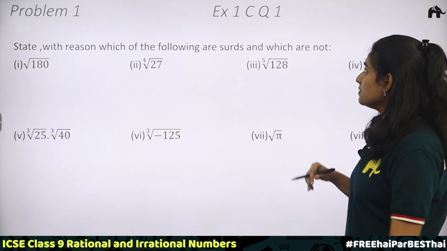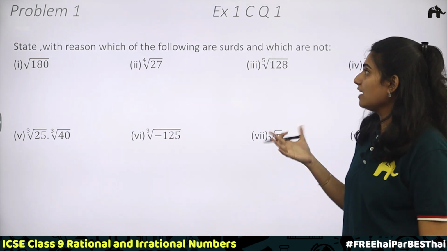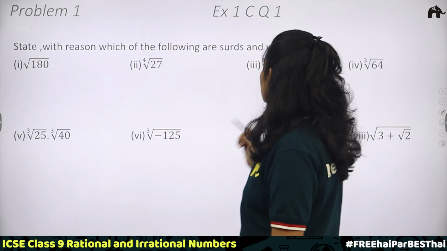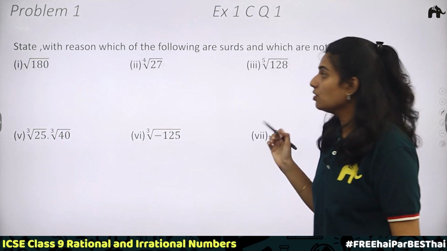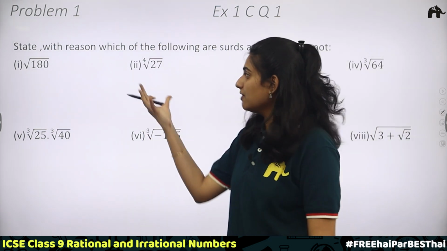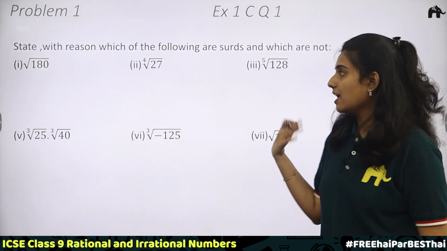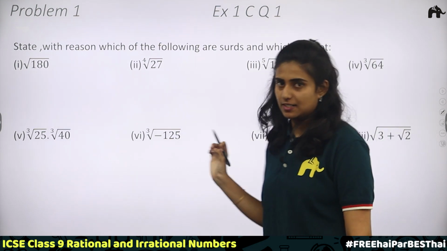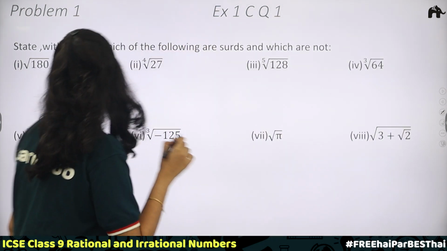Now let us solve problems from exercise 1C. So here we have the first problem, question 1 of exercise 1C. State with reason which of the following are surds and which are not. First one, root of 180. You have to first determine whether it is a rational number or irrational number. If it is irrational, then it will be a surd, and if it is rational, it will not be a surd. So first one is root of 180.